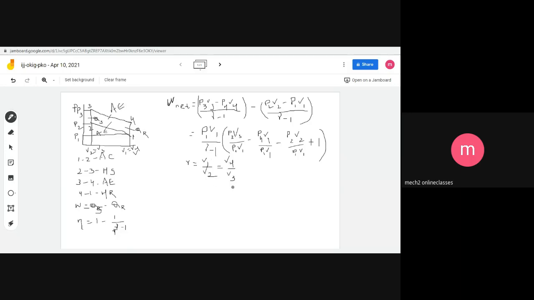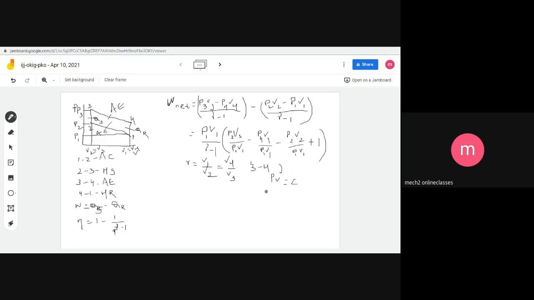Now we'll derive from the process 3 to 4. For process 3 to 4, you write it like this. I'm taking the gas law constant: PV power gamma is equal to constant. We know the formula, PV power gamma is equal to constant. So from this 3 to 4, from the PV diagram, I can extract it like this.